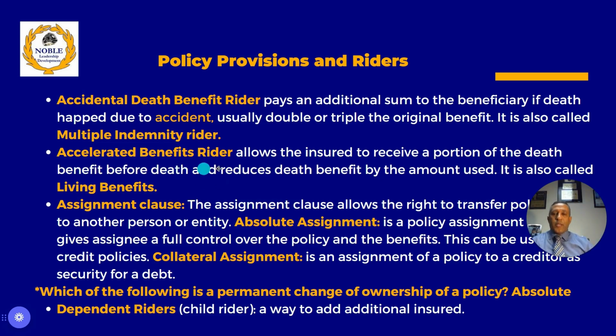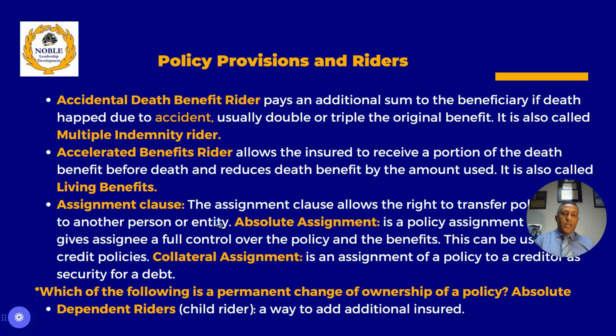So the accelerated death benefit rider is another important term to know. It's also called living benefit. Accidental death benefit is called multiple indemnity rider, and then accelerated benefit rider is called living benefit. So it will allow you to receive part of the death benefit while you are alive due to an illness, right? So that's also important. Most of the life insurance that we do have living benefits, so people can get a portion of the death benefit while they're alive if they have critical, chronic, and terminal illness as well, right?